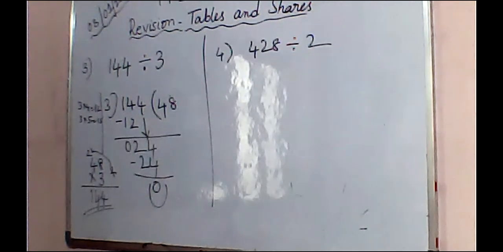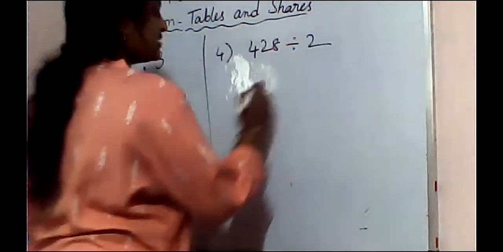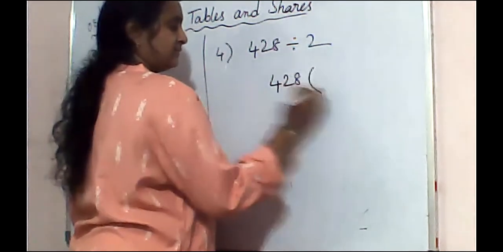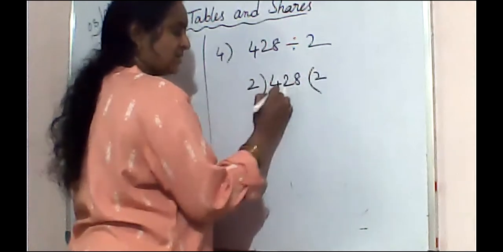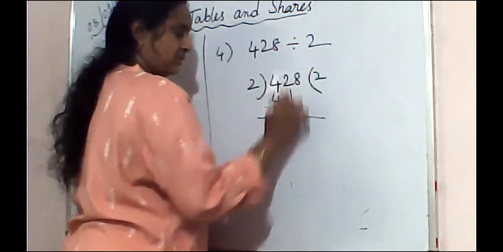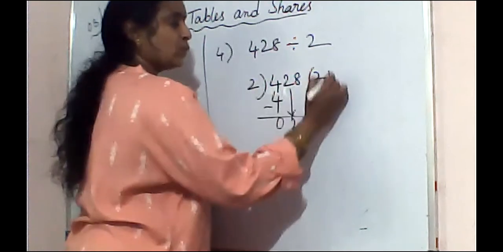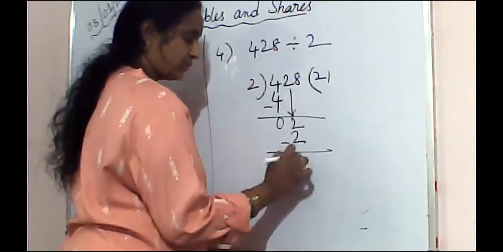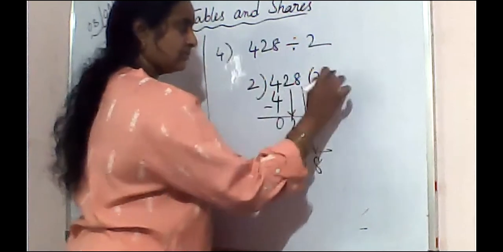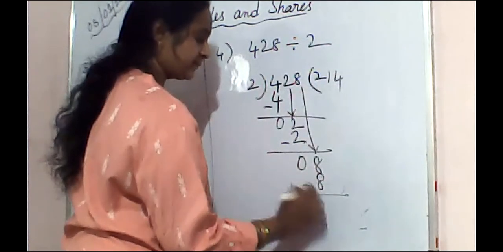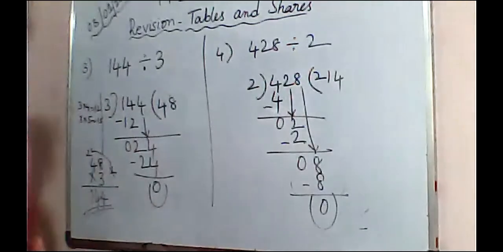Do it, ma. 428 divided by 2. Do it and tell me the answer. 214, ma'am. Yes, ma, you are correct. 2 2s are 4. 0. Now bring down 2 again. 2 1s are 2. 2 4s are 8. So then the remainder is 0 there.